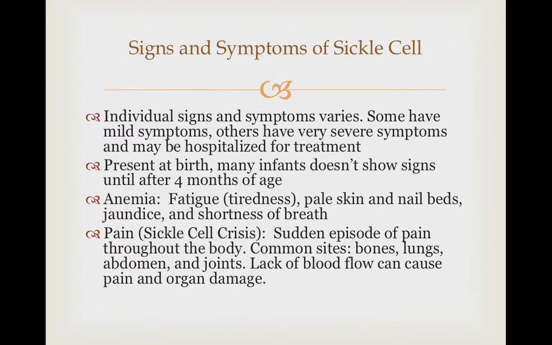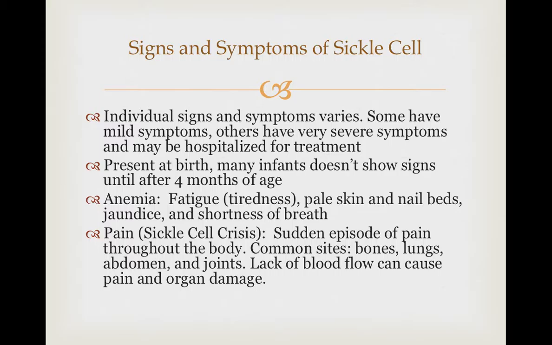Signs and symptoms. The signs and symptoms of sickle cell anemia are different in each person. Some people have mild symptoms, others have severe symptoms and are often hospitalized for treatment. Although sickle cell anemia is present at birth, many infants don't show any signs until after 4 months of age. The most common signs and symptoms are linked to anemia and pain. Other signs and symptoms are linked to some of the complications of the condition.